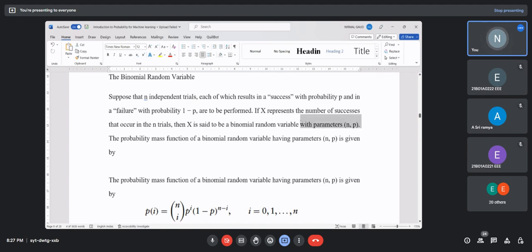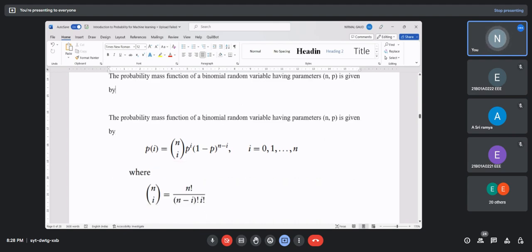Okay, that means if X represents the number of successes, you perform some event n times and X times you succeed in n trials, and its probability you very well know, it's p. So the random variable is defined as (n, p), and if you failed, then its probability will be 1 minus p, obviously. So here is the function for a binomial. I hope you know that.